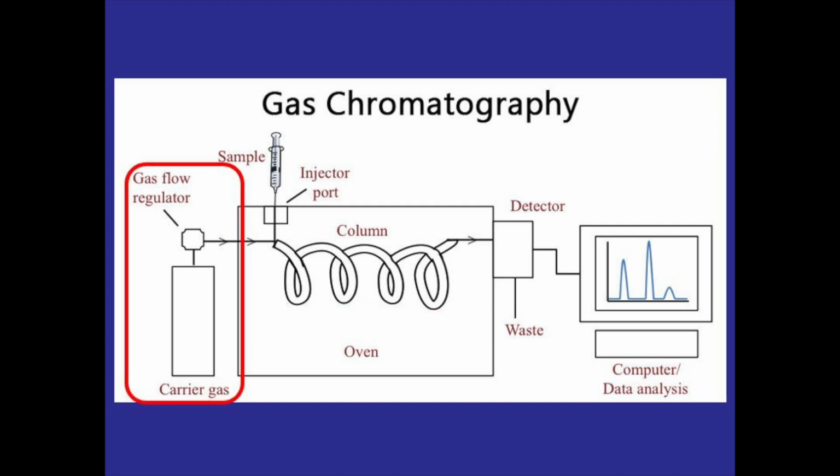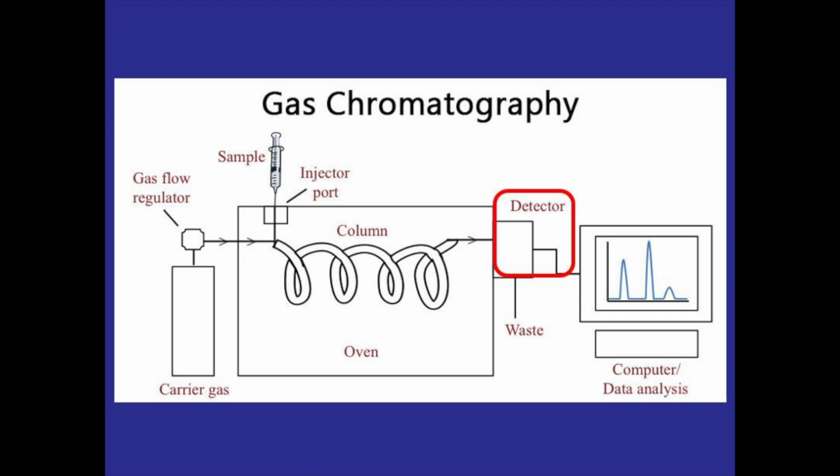Then a carrier gas is used to push the compounds through the column, so this would be the mobile phase, and oftentimes helium or nitrogen gas is used for this. As the compounds come out of the column, they'll be picked up by a detector, and then a computer will analyze the data, giving us a printout of peaks showing us the retention time of each compound, and the area under each peak will tell us how much of each compound was in there.